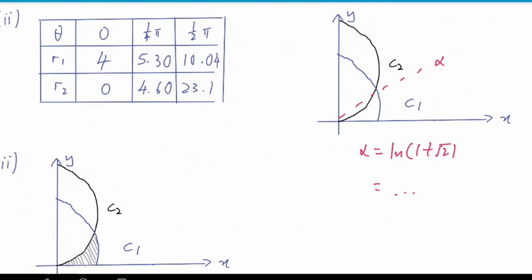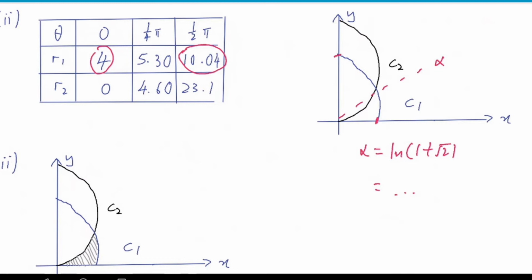Another thing that helps us is that we could use the starting point and the end point to gauge where the curve is. For example, if you look at R1, when you substitute 0 and half pi, it gives us this kind of value. That is for our C1. So we know that C1 starts here when theta equals 0, with R of 4. And when theta equals half pi, it ends where R is 10 point something, which is quite large.